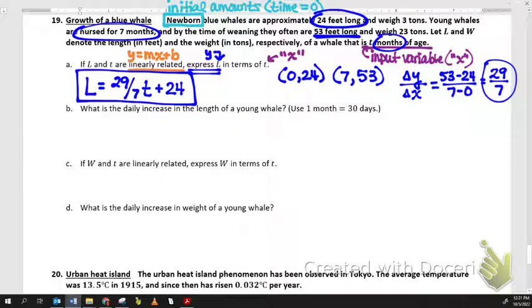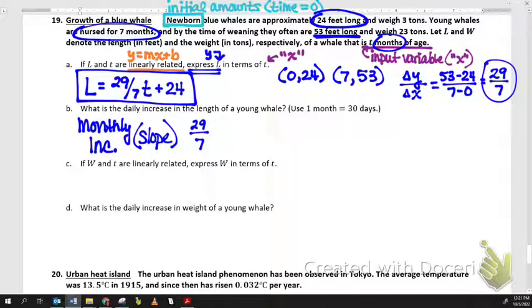What is the daily increase in length of a young whale? And we're going to use that 1 month is 30 days. I know not every month is 30 days, but on average, especially when you take February into account, we get approximately 30 days per month. How in the world will I do this? We're going to convert. We know the monthly increase. That's my slope. We have the starting amount, and then the slope indicates the change from month to month. 29 over 7.